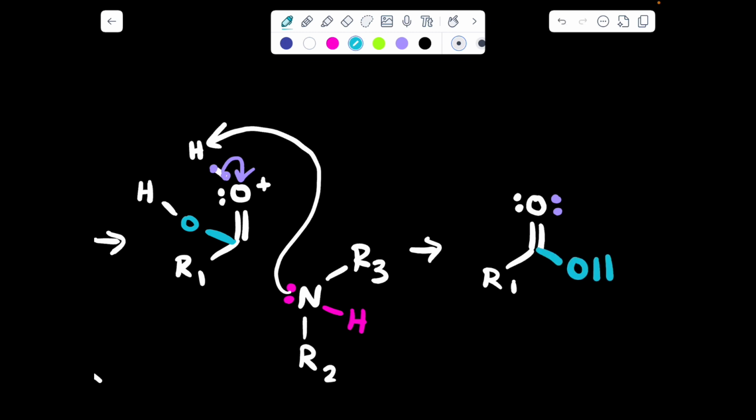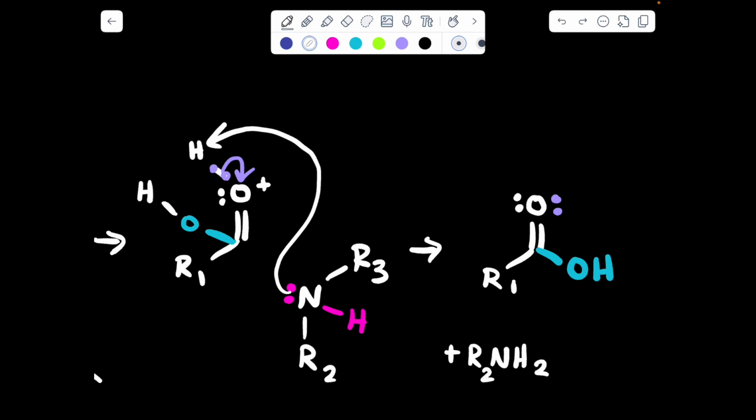OH. And then my other product would be the NH2R2. So 2 R groups, R2 and R3. I'm just saying that there's 2 of them, 2 R groups, where the R groups would be R2 and R3, and this is whatever your teacher shows you.